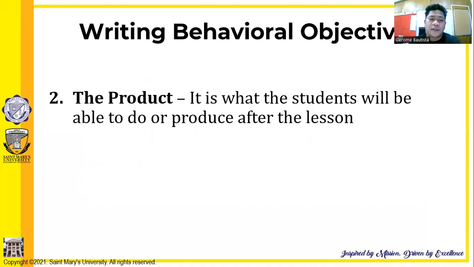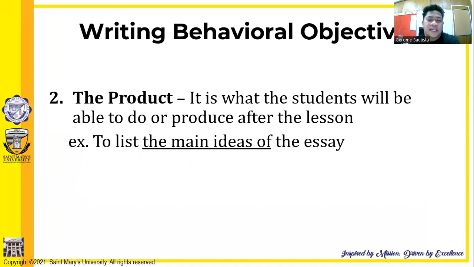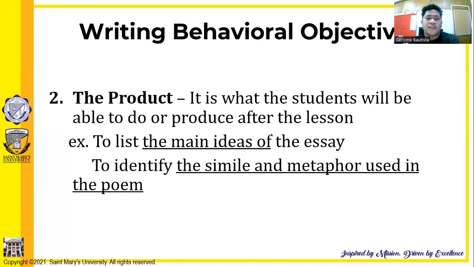We also have the second component, which is the product. It is what the students will be able to do or to produce after the lesson. For example, to list the main ideas of the essay. Here, what is the behavior? It's list. That's the action verb. And the product is the main ideas. We can get the whole term, main ideas of the essay. That is acceptable. That is still the product, right? It provides more context. We can also have to identify the simile and metaphor used in the poem. So we have the word identify, which is the behavior, and we have our product would be the simile and metaphor.